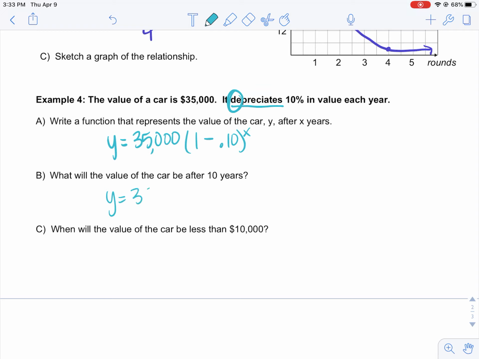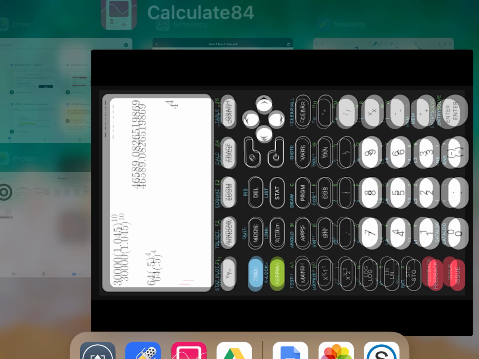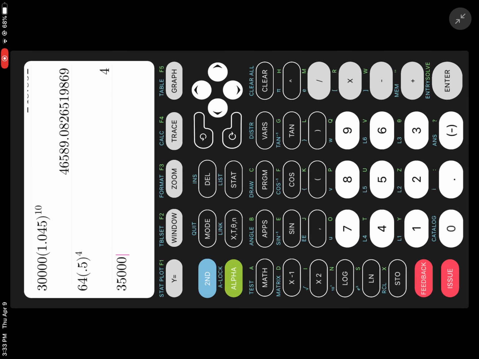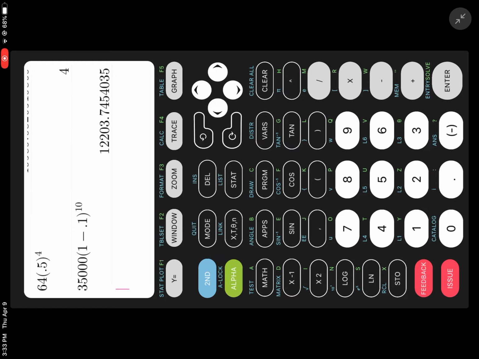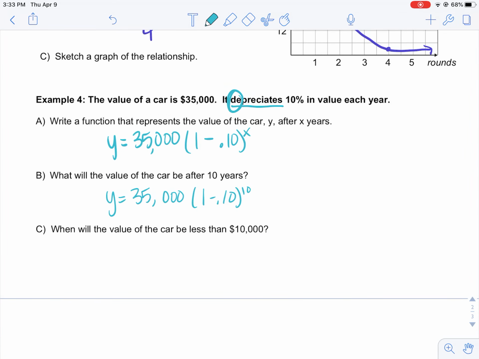What will be the value in 10 years? So we're going to replace x with 10. So 35,000 times 1 minus 0.1 raised to the 10. So, wow, in 10 years, it's only worth about 12,000 now. 12,203.75. Okay?